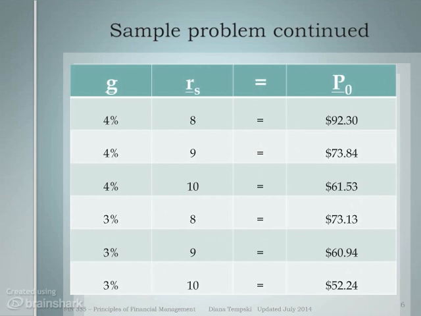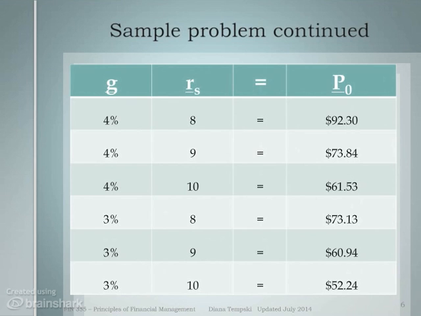So notice that as the growth rate changes in relationship to that required rate of return, the prices change as well. And that would be expected because we're changing another variable in the equation. So you can review to see if you get the same answers or relatively close. These are the answers you should get.